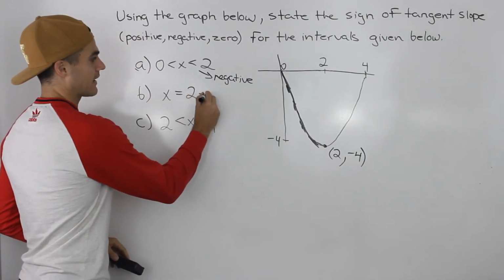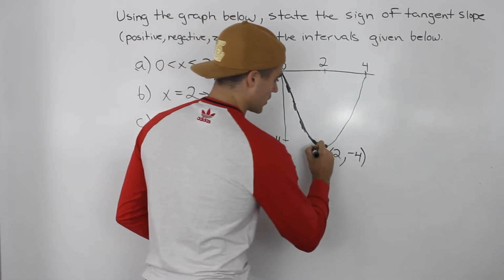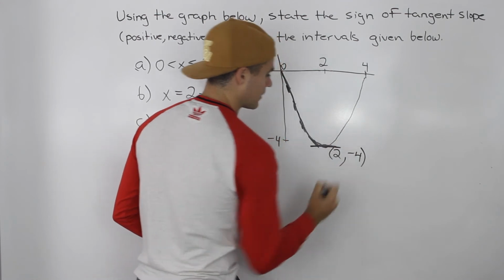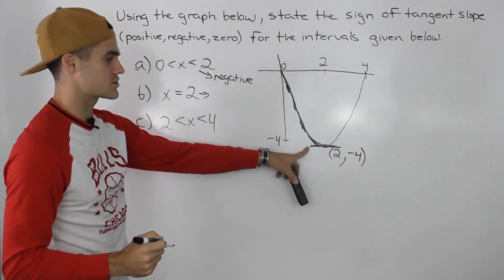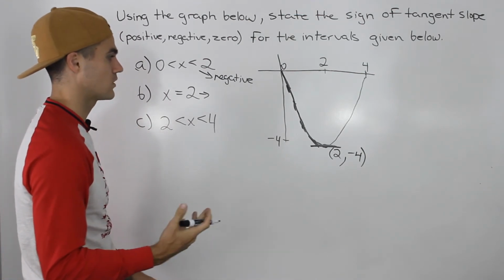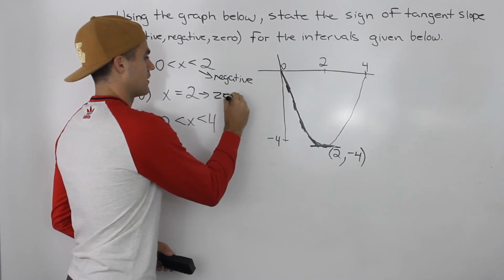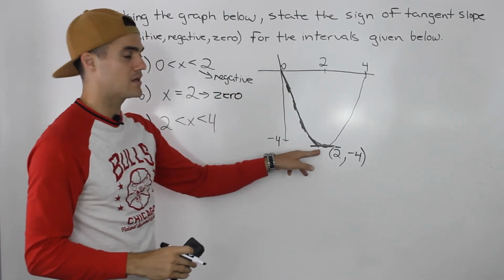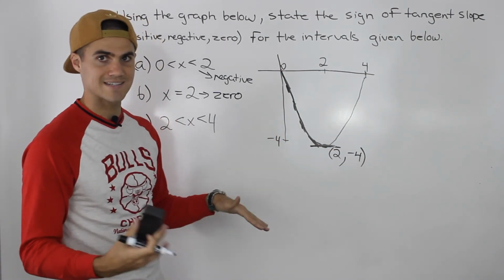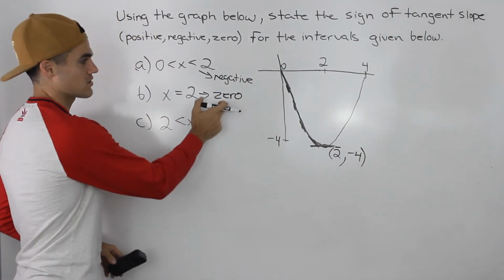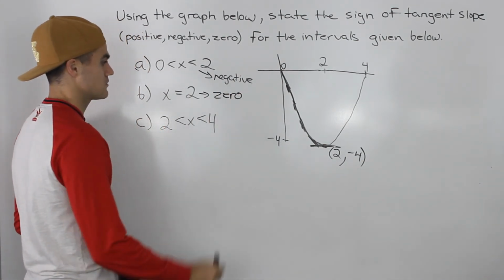Now, what about at an x value of 2? So at this minimum point here. Well, if we draw a tangent there, notice how it will be horizontal, right? And we know that the slope of a horizontal line is 0, so the slope of this tangent is going to be 0 as well. And we also know that at any minimum or maximum point, the tangent slope, the instantaneous rate of change at that point, is always going to be 0. Since it's a minimum, slope of the tangent is 0.